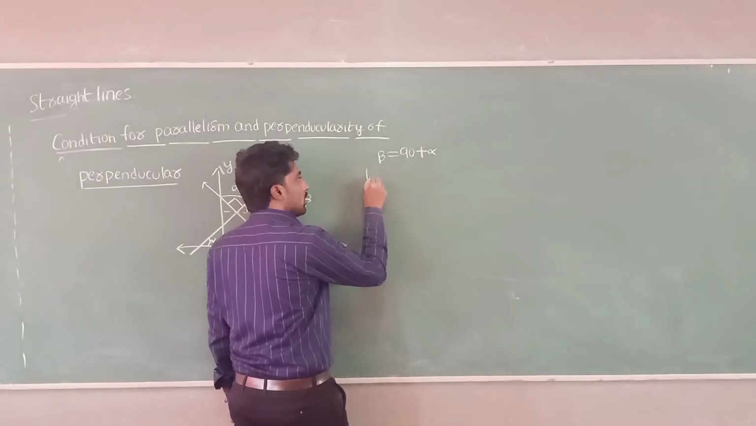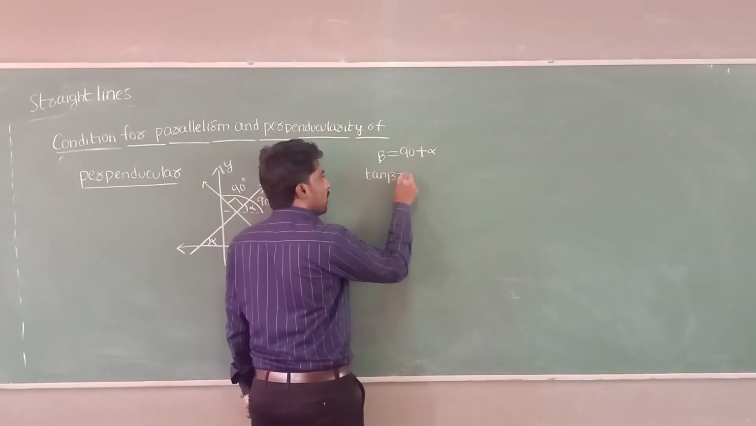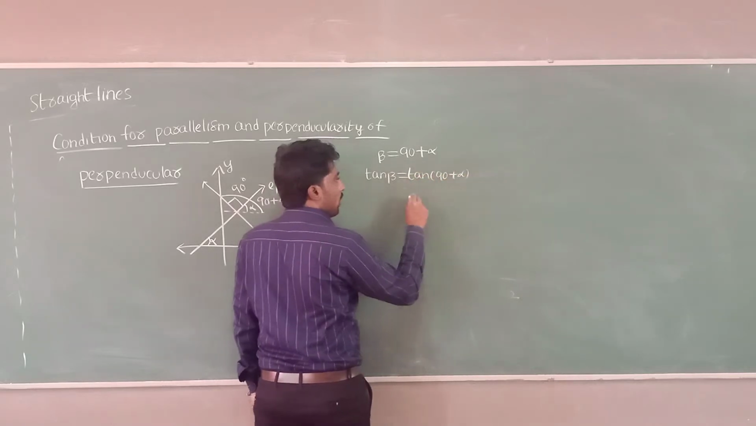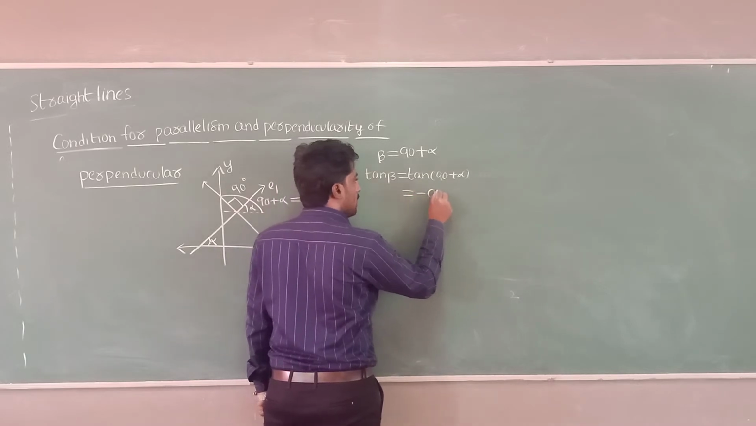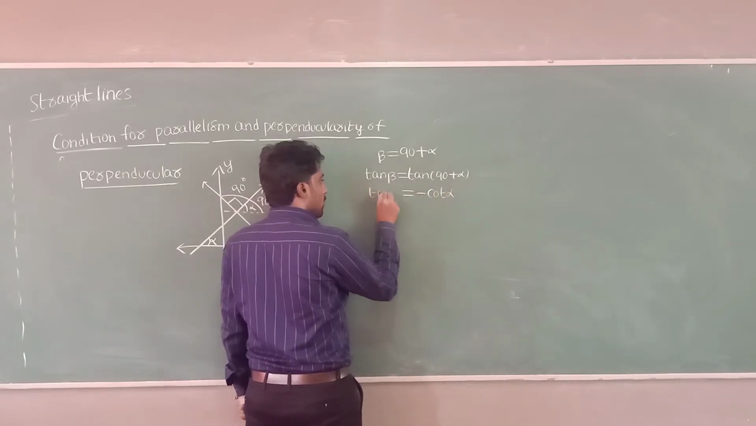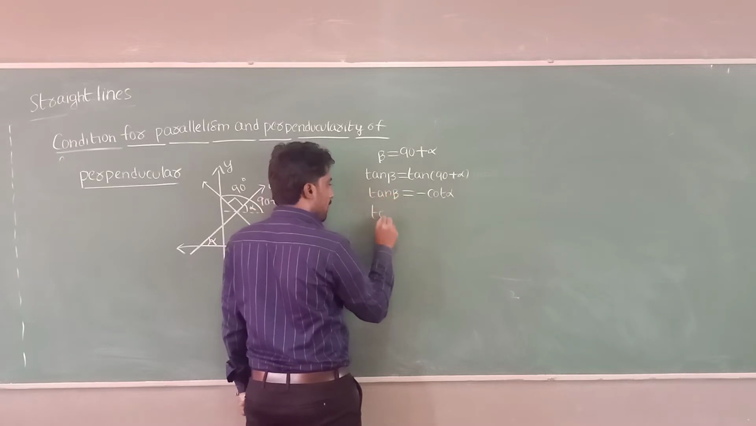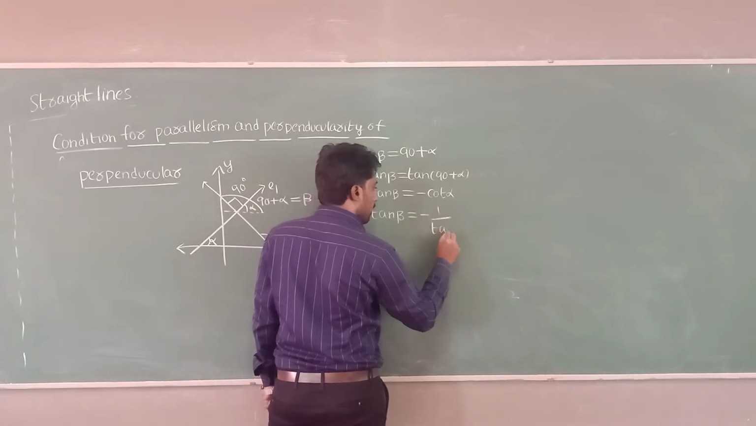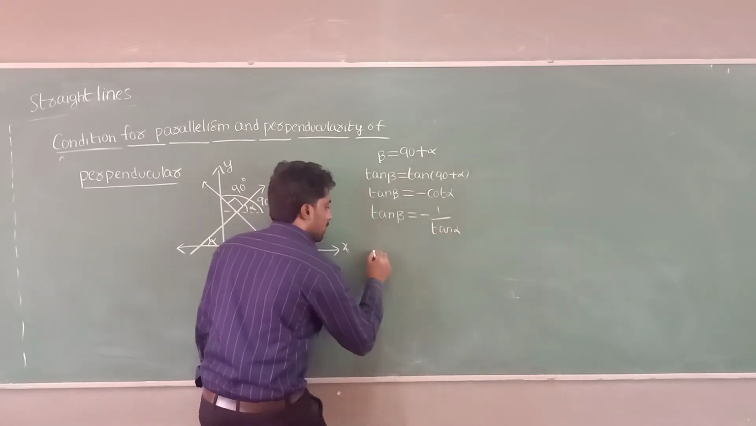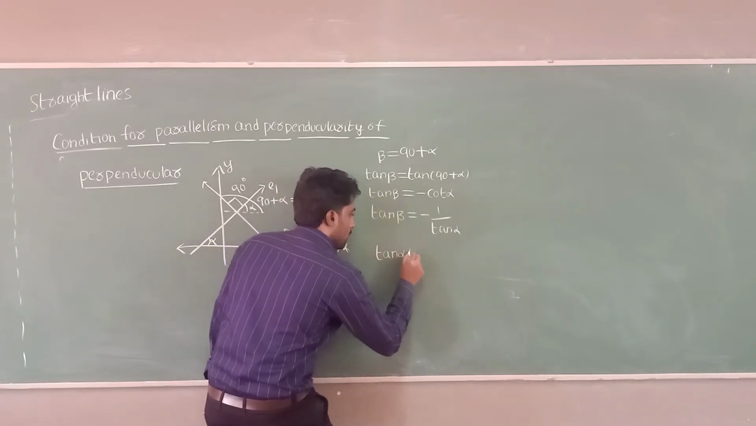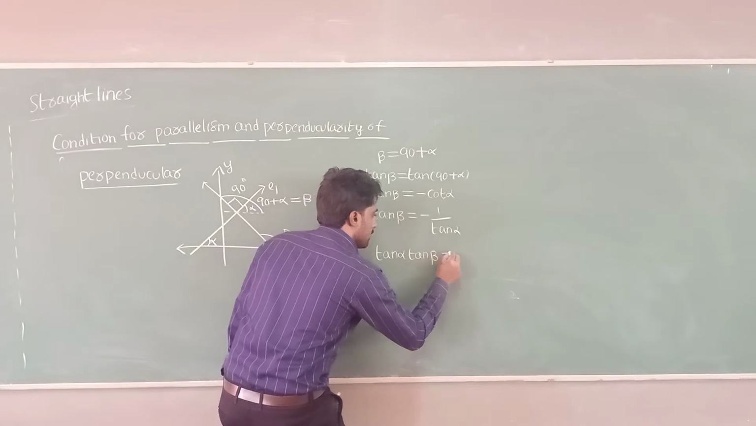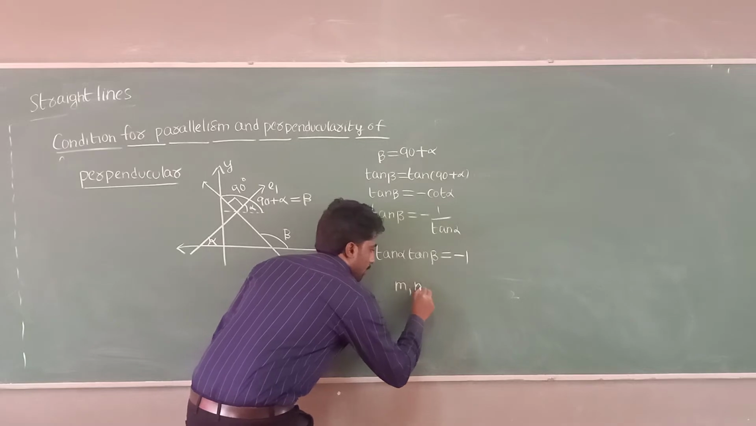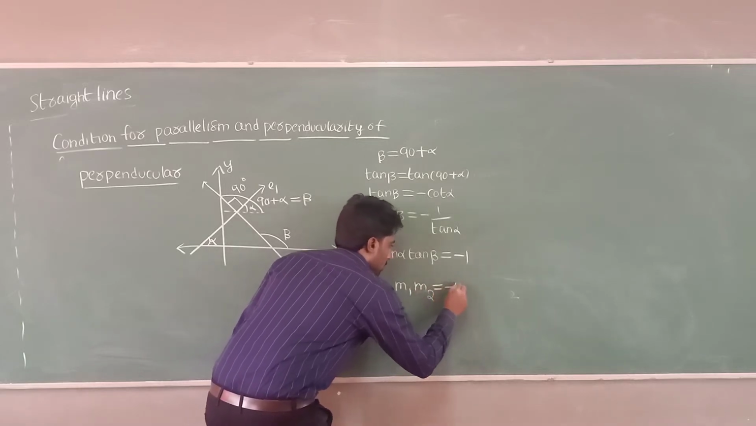If I apply tan on both sides, what I am getting here, tan beta equal to tan(90 plus alpha). Is it clear? Now tan(90 plus alpha) is minus cot alpha. Okay. Now this cot alpha I am writing like this, 1 by tan alpha. Okay. Now if tan alpha comes this side, what I am getting? Tan alpha tan beta equal to minus 1. Okay. Now what is tan alpha here? m1. So what is tan beta here? m2.